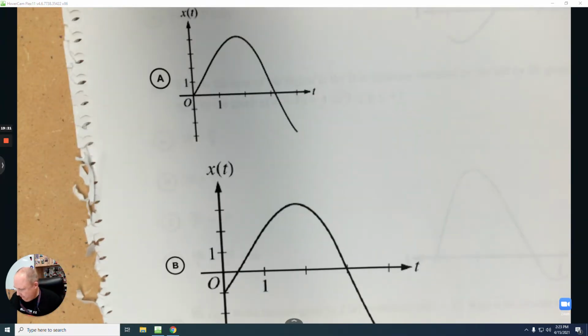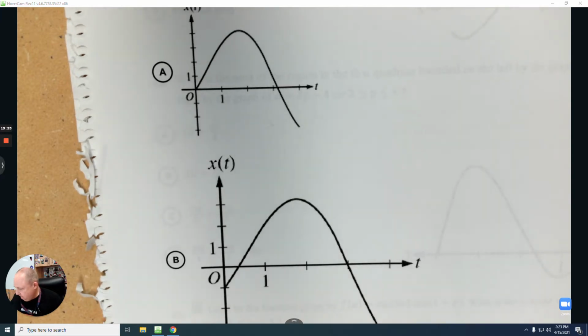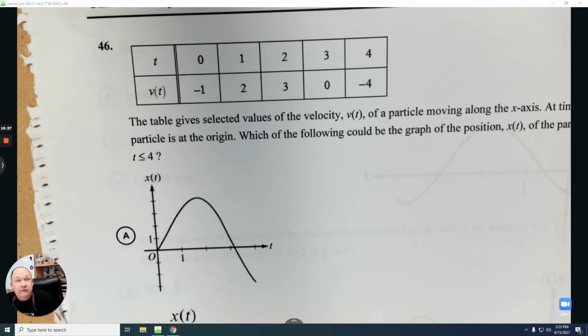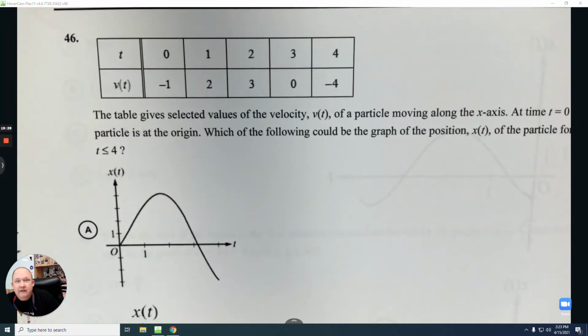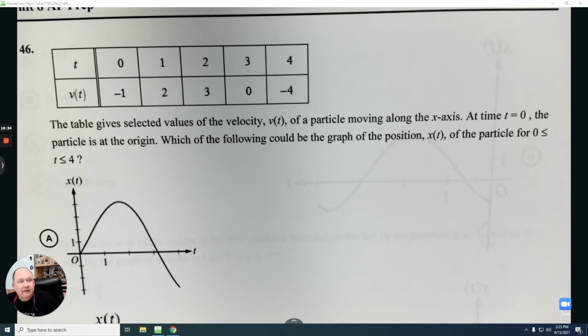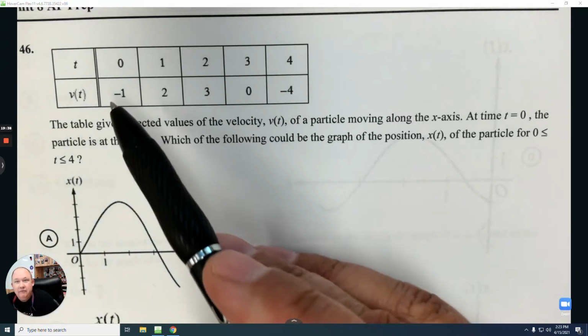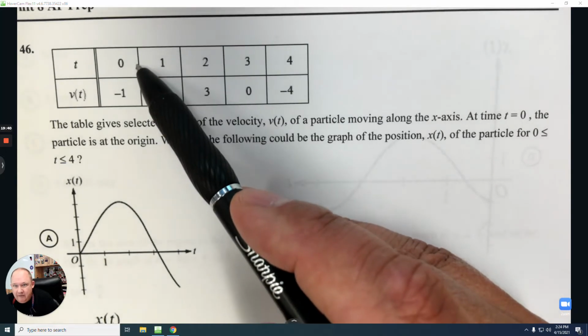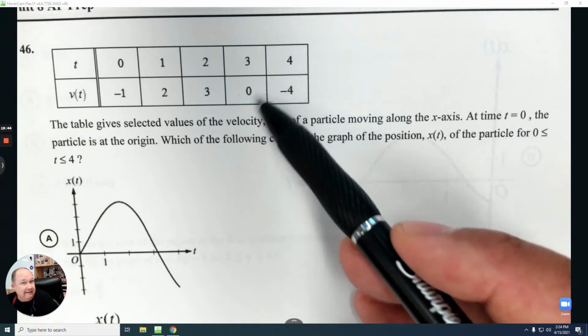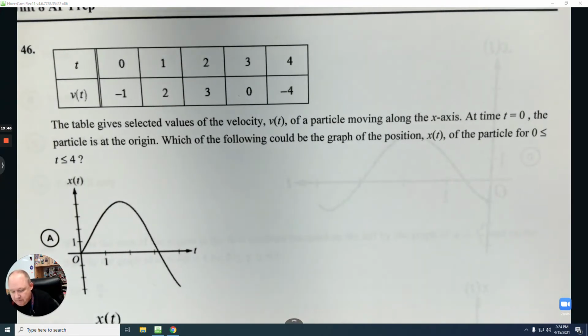Number 46. In number 46, you're given a table of values of the velocity. So the beginning velocity is -1, then 2, 3, 0, and then back to negative. And it asks which one could be the position.